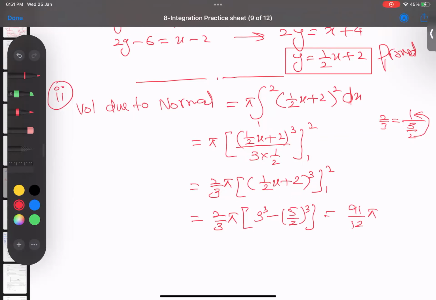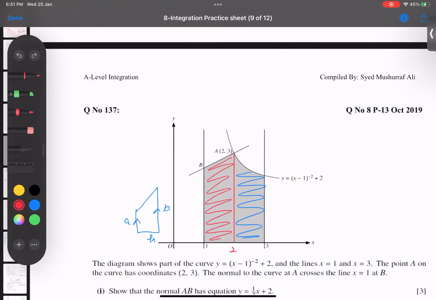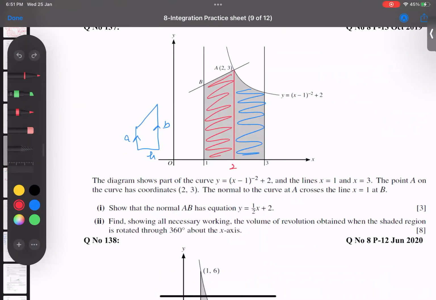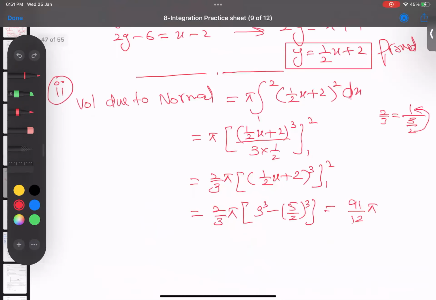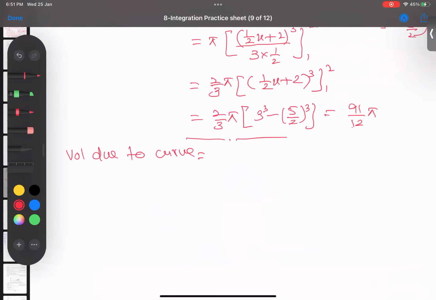Let's talk about this. Actually I got the red color volume. If I rotate this part about the x-axis, how do I get this one? So let's start with the curve. So volume due to the curve rotation. Okay, this part is partially over. Okay, let's start. What is it?